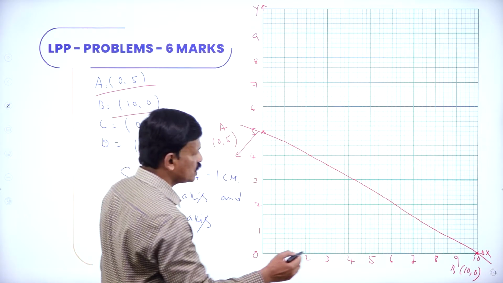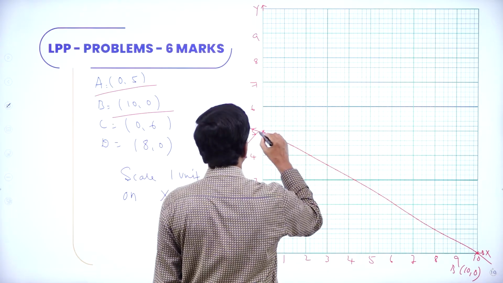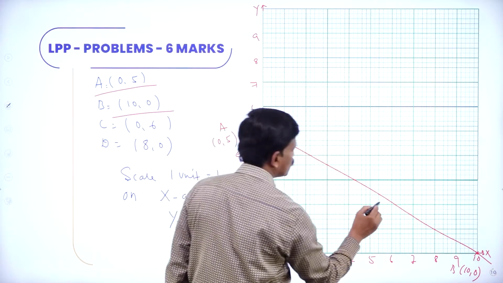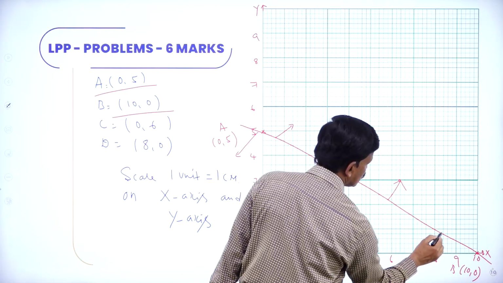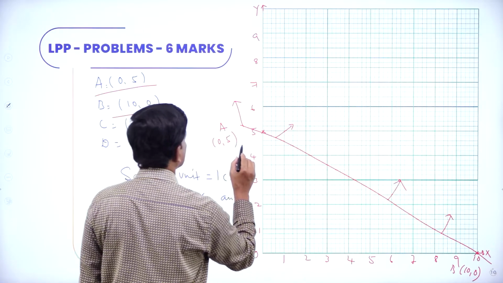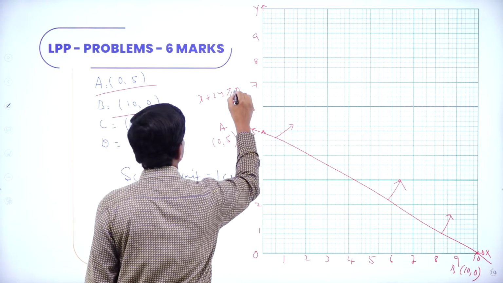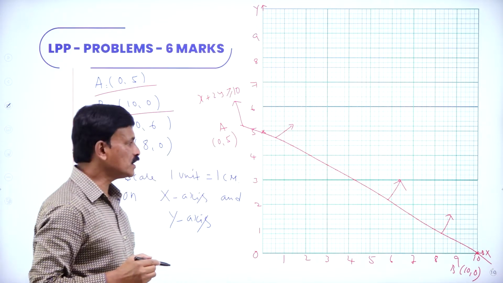So here this is 10, here C it is 10. So the feasible region is away. It will go in this direction. So the equation x plus 2y is greater than or equal to 10. Now let us come to the next point.